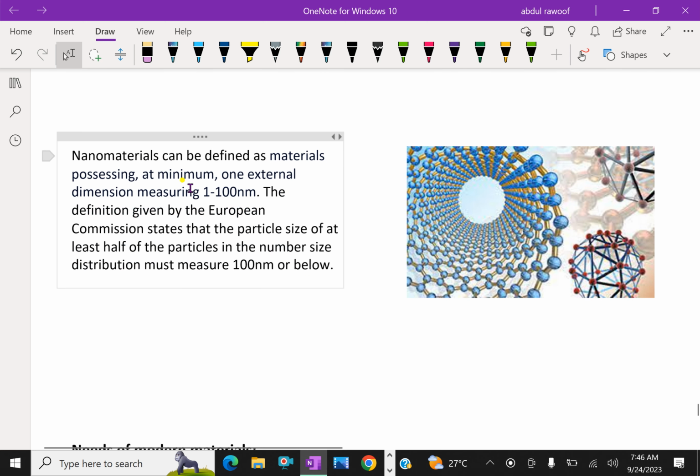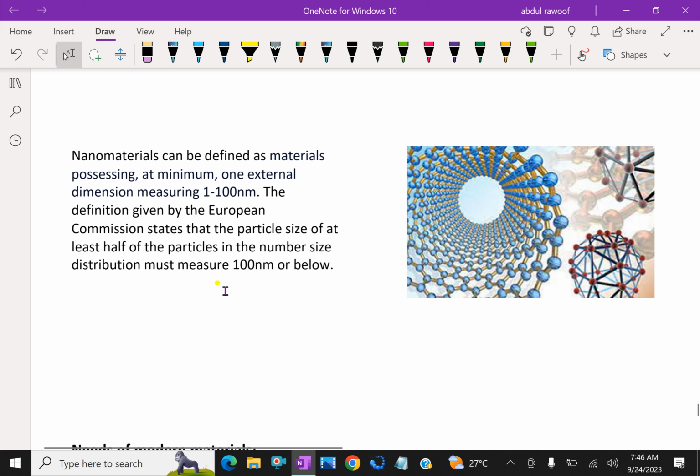Next, nanomaterials. Nanomaterials can be defined as materials possessing at minimum one external dimension measuring 1 to 100 nanometers. Within the 100 nanometers, it is very small, that is the microscopic level. The definition given by the European Commission states that the particle size of at least half of the particles in the number size distribution must be 100 nanometers or below.